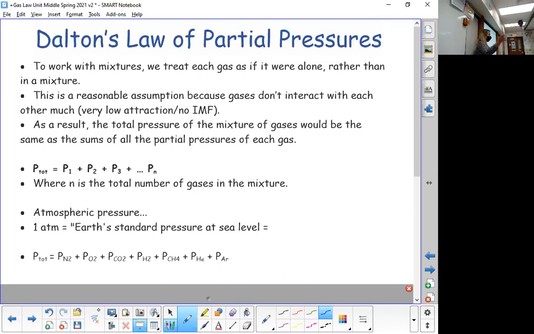Because you're not like, oh, there's a nitrogen gas molecule hitting me. Oh, there's a CO2. Oh, there's a water molecule. Oh, there's oxygen. You're not feeling the different pressures from all of them, but all of them collectively make up what we experience as Earth's pressure. Okay?